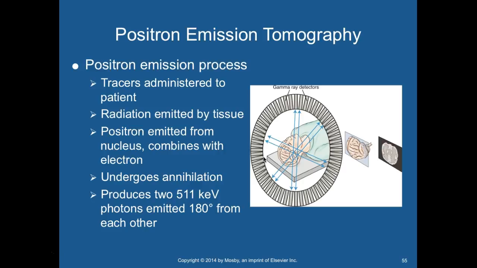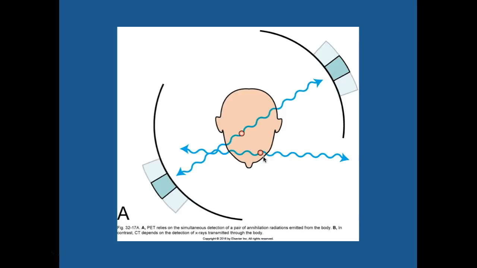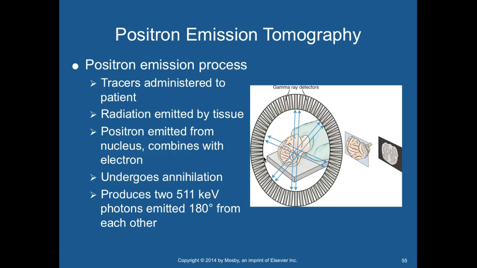So tracers are administered to the patient. Radiation emitted by the tissue is picked up by the gamma cameras. So positron emission from the nucleus combines with the electron, undergoes annihilation. So that's what they're talking about here, which is out of order. I apologize for that. So it undergoes annihilation, produces 0.51. That's interesting, right? Because it's 1.02, so it's 0.51 keV photons emitted 180 degrees from each other.